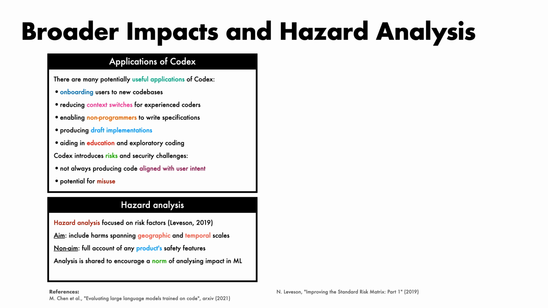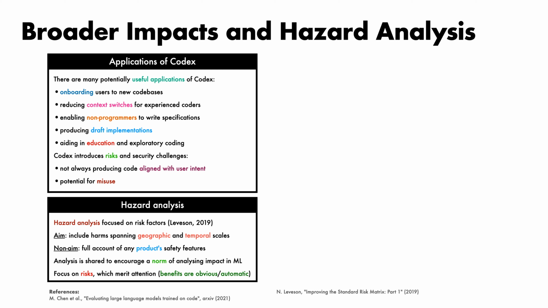Rather, the analysis is shared on the assumption that some of it may generalize to other code generation systems beyond Codex, and to encourage a norm of analyzing impact as part of major machine learning research projects. In terms of emphasis, the analysis focuses on risks, not because the authors aim to imply that the impact of these models will be net negative, but because risks merit attention, since they may require deliberate action to address.